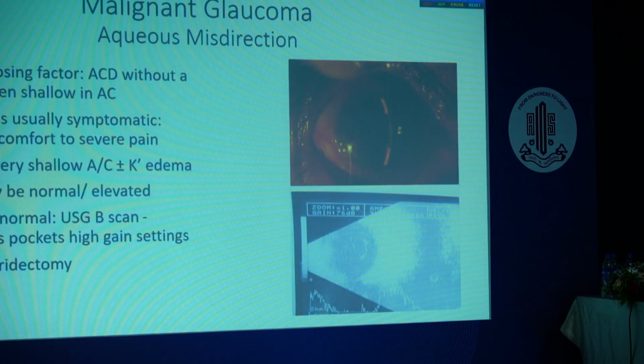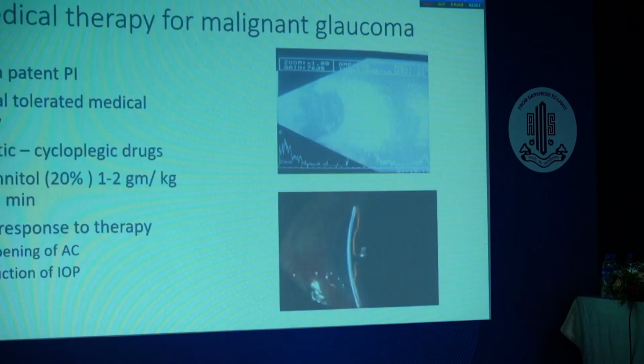Malignant glaucoma is an important complication with a shallow chamber and raised IOP. The main predisposing factor is angle closure disease without a PI. So supposing you're operating on a patient with angle closure disease who doesn't have a PI, sudden shallowing of the chamber has a tendency to precipitate malignant glaucoma. The patient is usually asymptomatic, or has mild discomfort to severe pain. The IOP may be normal or elevated, and the chamber can be anything from really flat to shallow and slightly deeper. On fundus examination, you can see aqueous pockets in high gain settings, and you will have to do a patent iridotomy to make sure that you are treating malignant glaucoma.